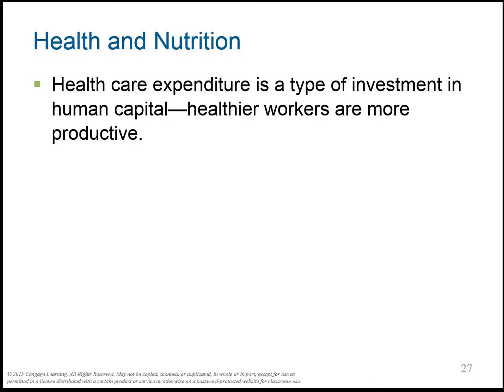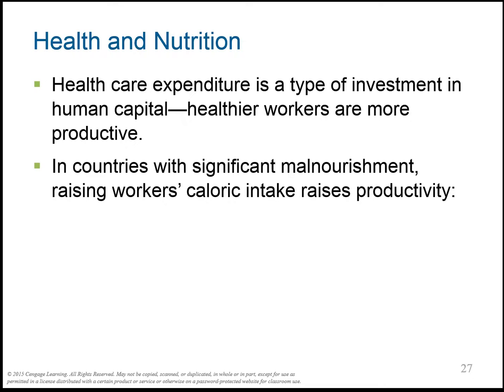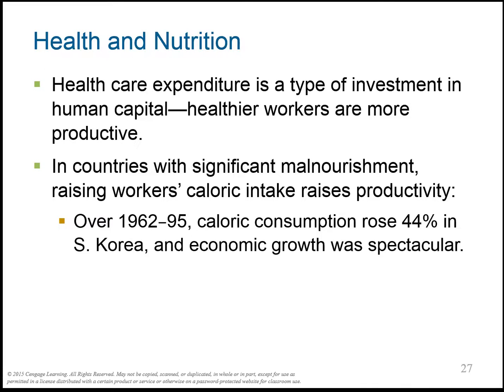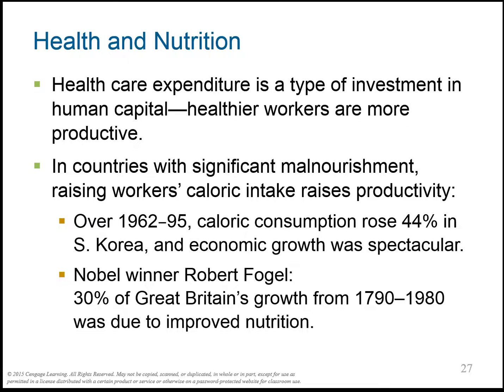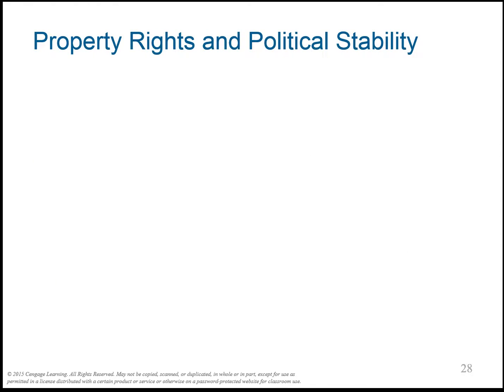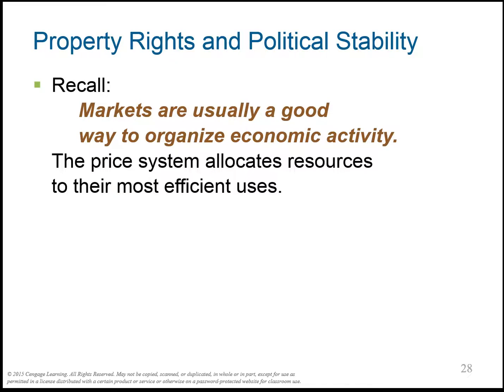Health and nutrition, this is a subset of human capital, right? Healthier workers are more productive. So if you are in a country with significant malnourishment, just giving the workers more food, a really simple, easy way to increase their H over L, raises productivity. In South Korea, over the time period we talked about, when it grew a lot and outpaced the United States, caloric consumption rose by 44%, meaning they ate 44% more food. Robert Fogel, Nobel Prize winner, said that 30% of Great Britain's growth over a nearly 200-year period was due to improved nutrition.